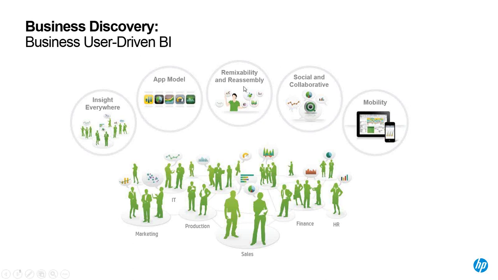It also has an option of remixability and reassembly. When a report is created using the traditional BI, it is restricted in terms of the filters that have been applied, in terms of the data that it displays. But with QlikView, the end user has the ability to mix and match. They can change the filters on the fly, they can change the fields on the fly, they can change the selection criteria on the fly. So they have complete control over what they want to see, right?